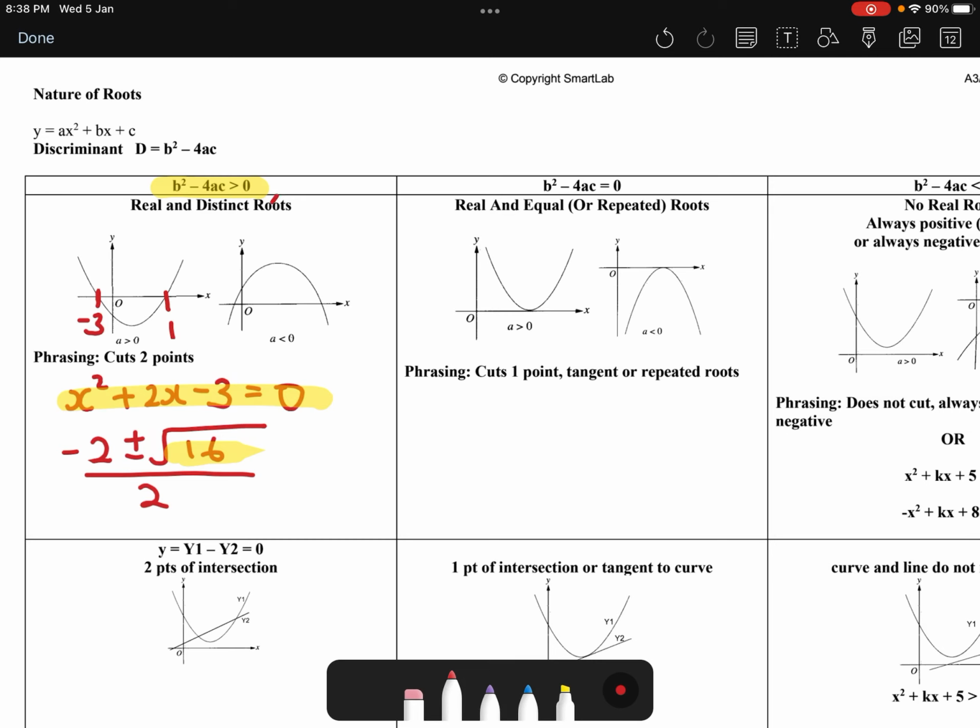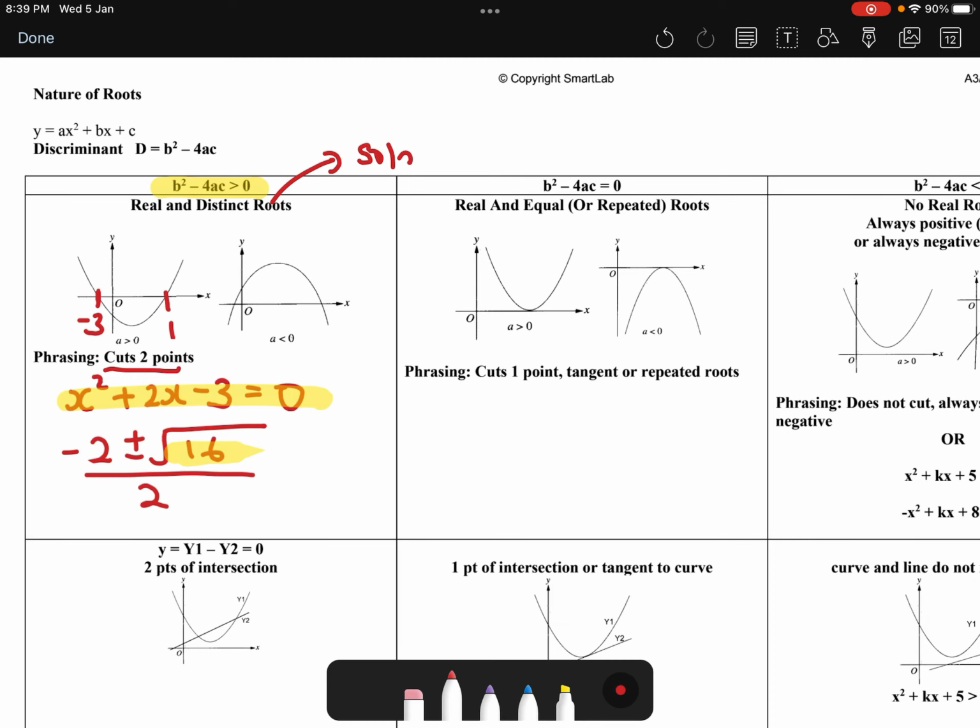Alright, so if you have two solutions, they are called real and distinct roots. Root is as good as saying they are the solution. What is real? Real means it's a number. Anything that is a number is real. And distinct means they are unique, so they are not the same number. One is negative 3 and one is positive 1, so they are called distinct roots. Another phrase they can use is, hey, the graph cuts the x-axis at 2 points.